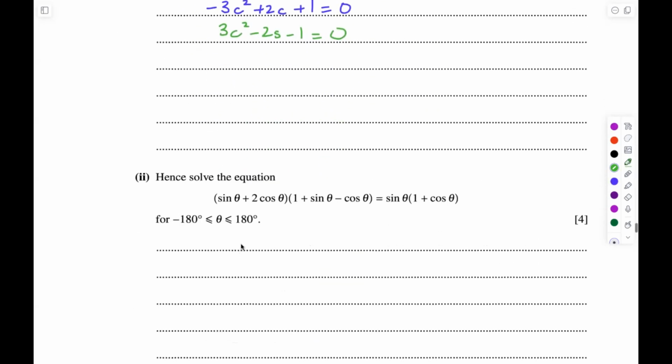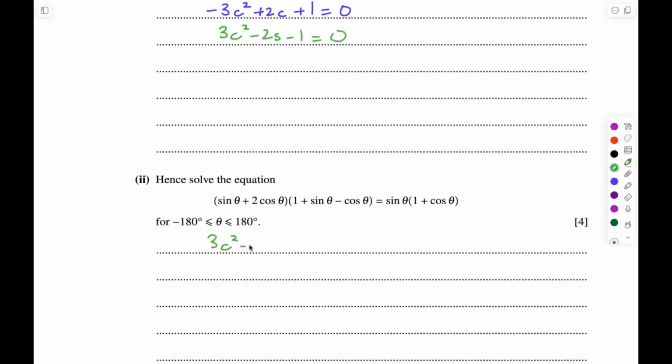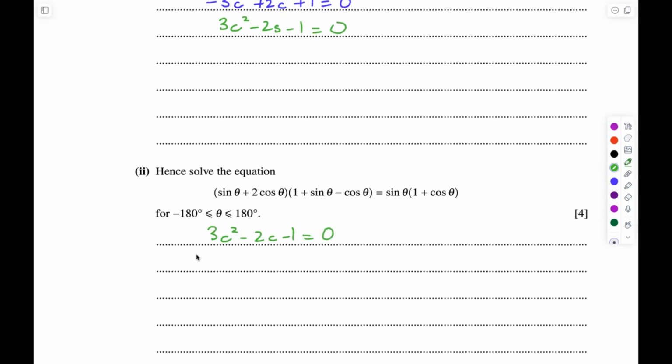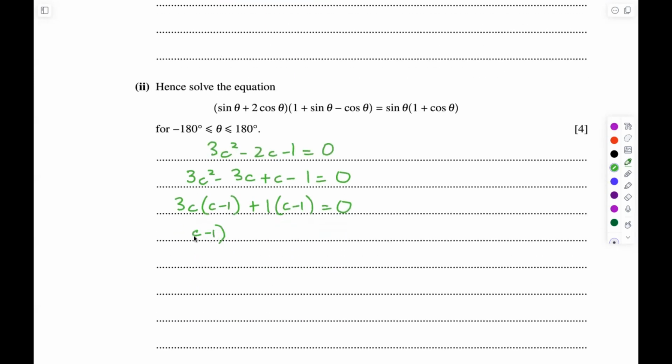In part 2, we have to solve the equation that was given previously for minus 180 till 180. Now we already converted it to cos form, which was 3 cos squared minus 2 cos minus 1 equals to 0. Factorizing this, using middle term breaking, this will be 3 cos squared minus 3 cos plus cos minus 1 equals to 0. Taking 3 cos common, this will become cos minus 1 plus taking 1 common, this will become cos minus 1 equal to 0. So we'll have cos minus 1 into 3 cos plus 1 equals to 0.